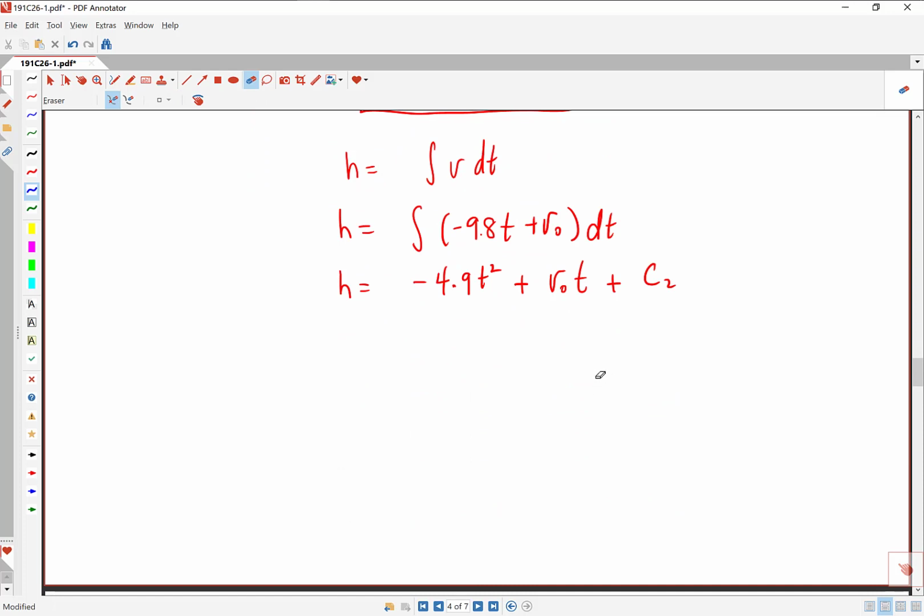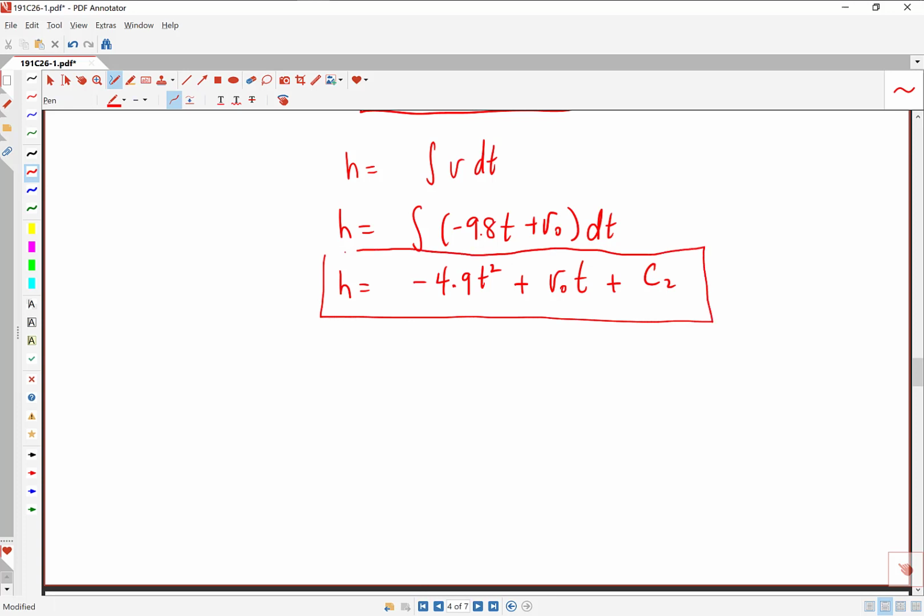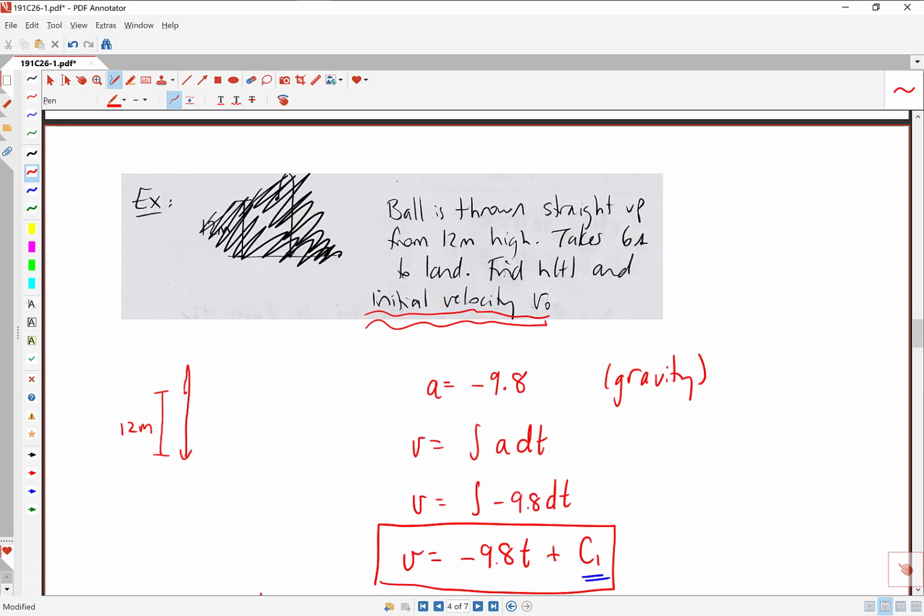So let's see if we've got any information to help us find c2. And what might be good here is just to put our height function in a box so that it's easy to come back to if we need to sub in. Okay, so what have we used? The ball is thrown straight up. Yep, from 12 meters high. Okay, that's what we're going to use here. And also it takes 6 seconds to land. Okay, we'll keep this in mind. We'll likely use that towards the end of the problem. Find h of t and the initial velocity v0.